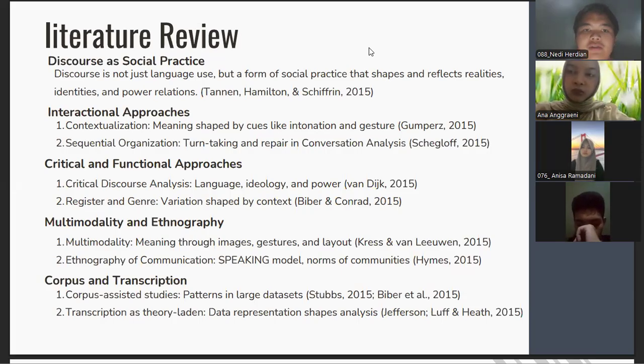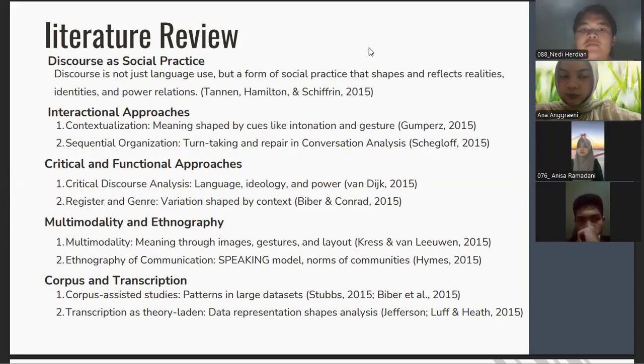Number three is critical and functional approaches. Fairclough 2015 explains that critical discourse analysis examines how discourse reproduces ideologies, especially those related to power and inequality. He argues that discursive choices such as lexical selection, metaphors, and framing shape public opinion and maintain dominance.